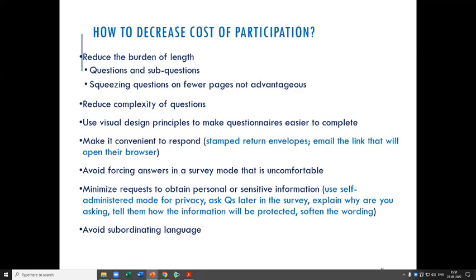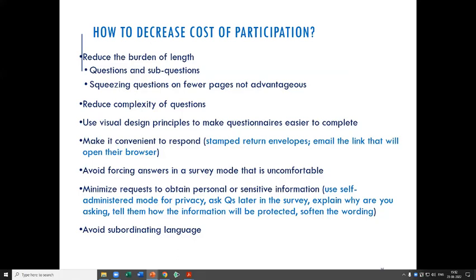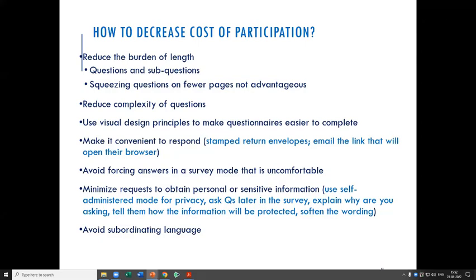So how do you reduce the burden of length? Make it shorter. Do not reduce the font, because that doesn't make your survey short. It just makes it harder for people to read. Reduce the complexity of questions, use visual designs, and we'll talk of visual designs. Make it convenient to respond. Not everyone has access to the internet, so some people may actually prefer a paper survey. And if that is the case, give them a stamped return envelope so that they don't have to do that extra bit.